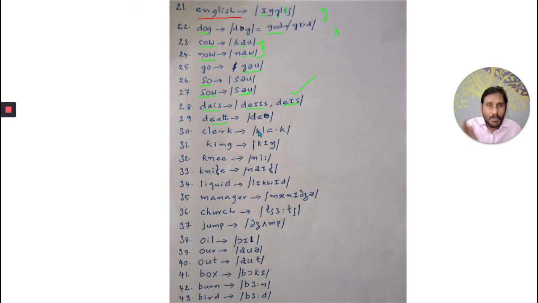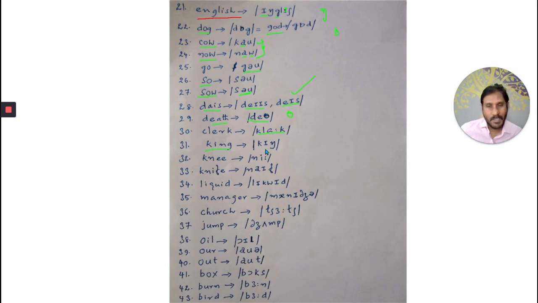Death. D-E-A-T-H. We write 5 spellings, but in the transcription, we only have 3 symbols. D-E, then theta, death. Next we have clerk, C-L-E-R-K, clerk. I want to meet the clerk. He is working as a junior clerk in the office.